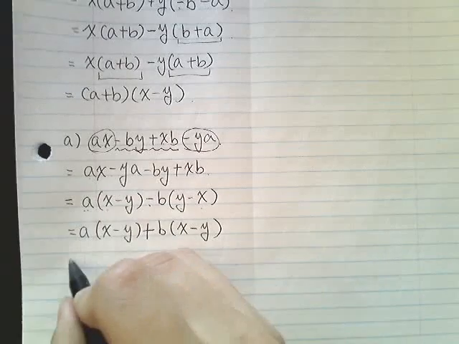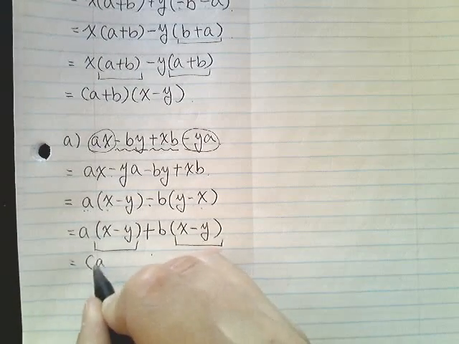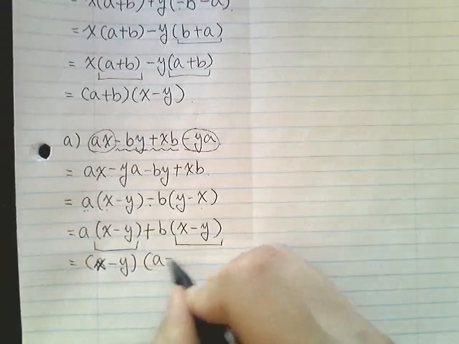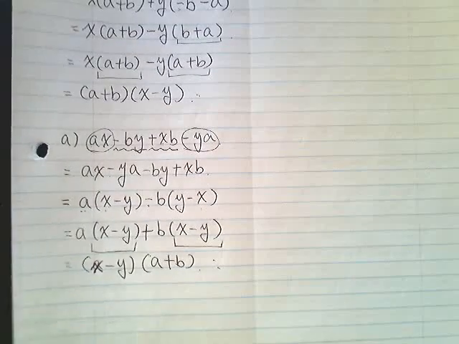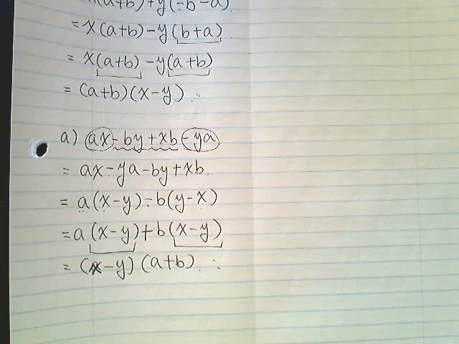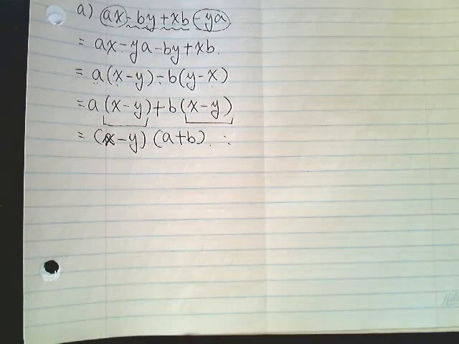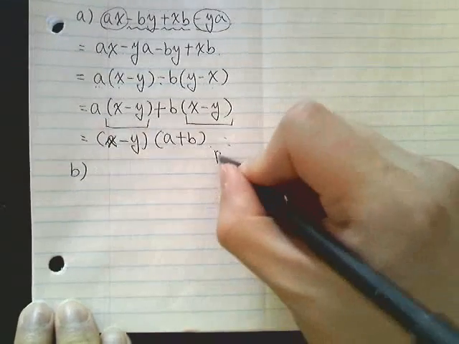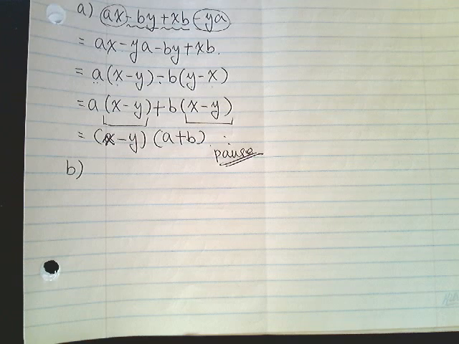Okay, now once I have that, I have the same terms here, so it becomes, oopsie, x minus y, and then a plus b. So we do have the same answer, no matter which way you take. Okay, so it should be and it must be the same answer. Now, I will give you time, so pause your video and try B on your own. Okay, try B on your own.